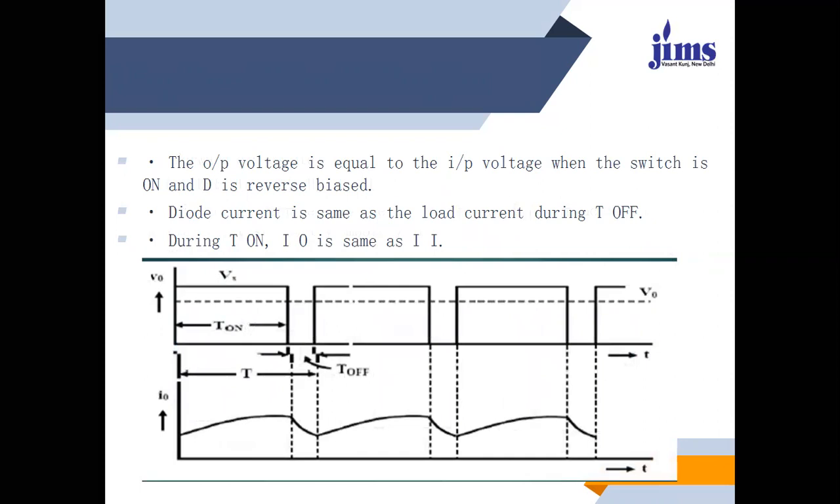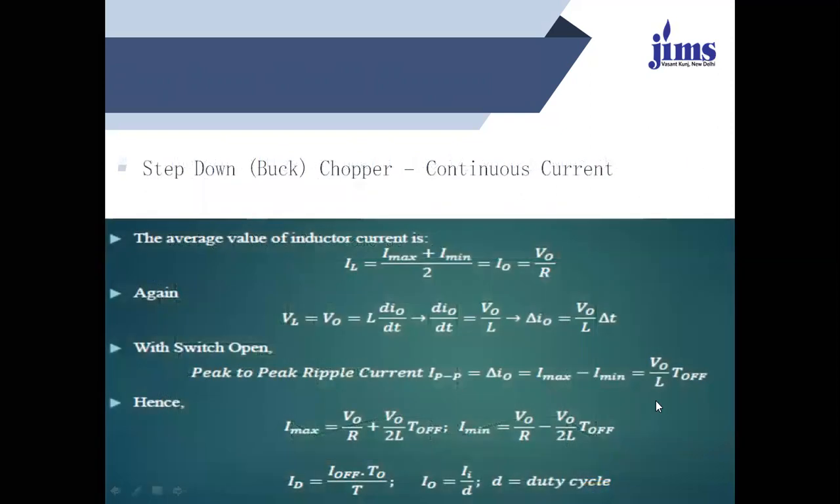So this indicates that during T on, we are getting the output voltage. When T is off, no signal will be available. Then similarly the output current will be fluctuating. It will increase during charging and decrease during discharging. So charging and discharging will continue. Step down buck chopper with continuous current.